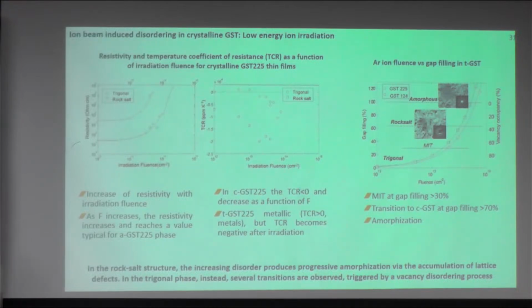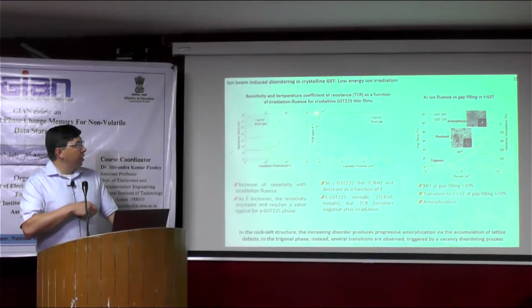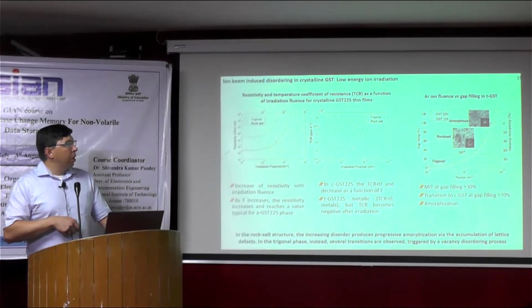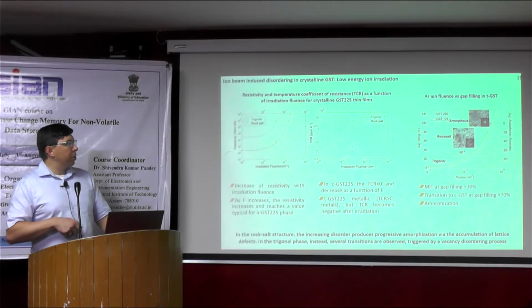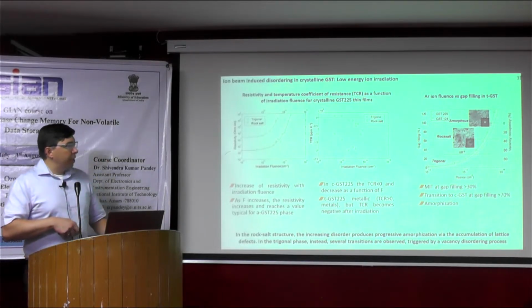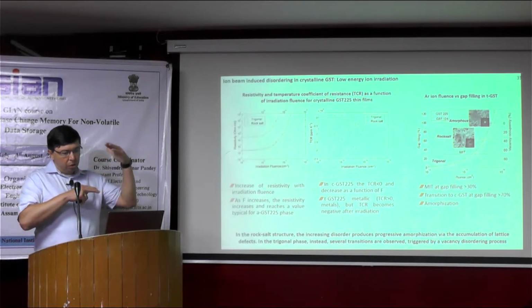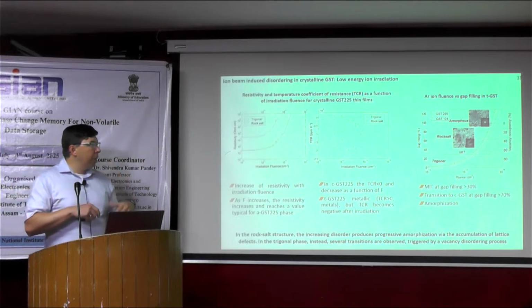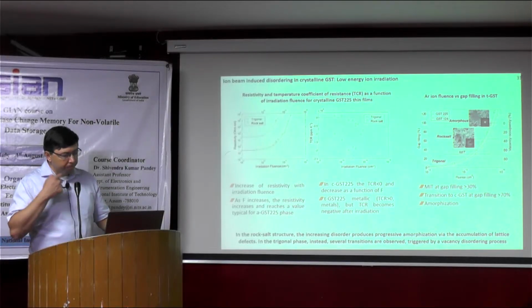There is also some theoretical study which shows how this transformation process occurs. Here, this is the argon. These are again two trigonal structures, GST 2-2-5 and GST 1-2-4, and they studied the gap filling. We know this structure consists of van der Waals-like gaps, and here they considered how the gap filling influences the structure depending on the fluence.